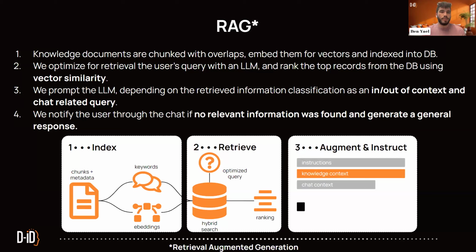And then, of course, if the knowledge wasn't relevant or the agent didn't know how to respond to that, we can notify the user in the chat that for some reason we couldn't find the right answer to their question. So these three steps are how we do RAG here in DID's agents.